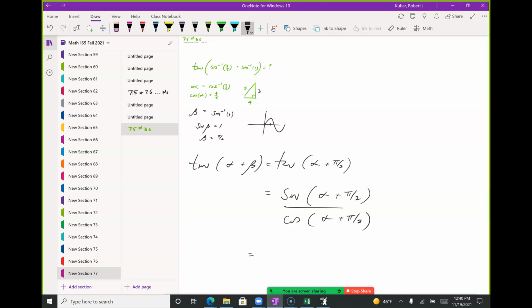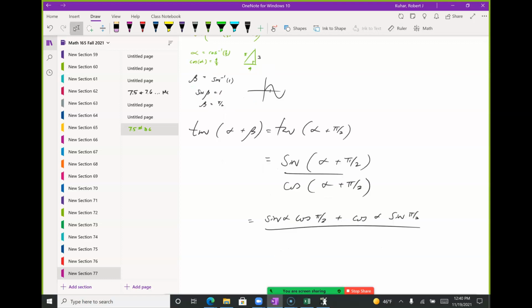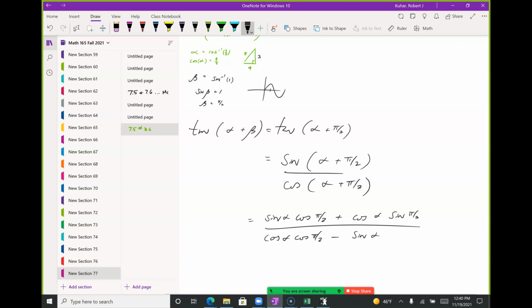So upstairs, I get sine of alpha cos of pi over 2 plus cos of alpha sine of pi over 2. Is everybody with me? Downstairs, I get cos of alpha cos of pi over 2 minus sine of alpha sine of pi over 2. And again, I just have it memorized, but you're going to have it on your formula sheet.